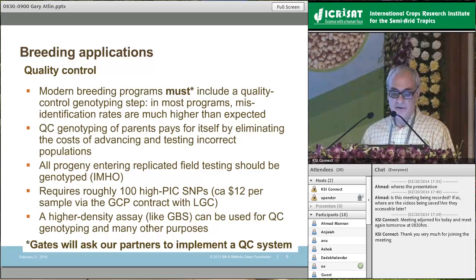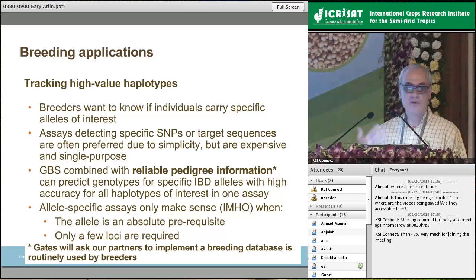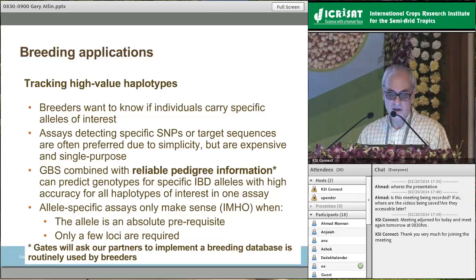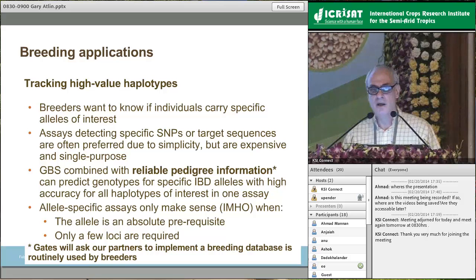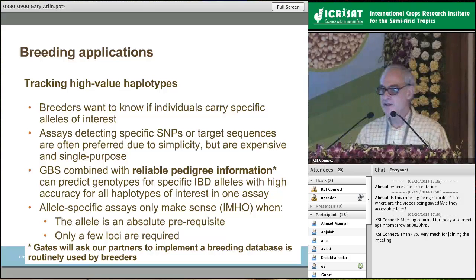Another application is tracking high-value haplotypes, QTLs with large effects. Breeders want to know if individuals carry specific alleles of interest. At the moment, wheat breeders, I don't know how many alleles they would want to track, Susanna or Sukhwinder. Something like 30 or 40 loci now would be for quality, for disease resistance. Would that be in the right ballpark? So they need to know the identity by descent status of all those loci.